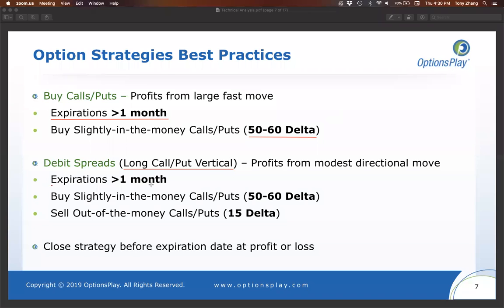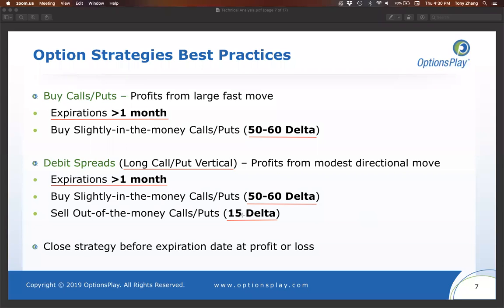And a rule of thumb here is the same. You want to buy an expiration that's at least 1 month out, and you're effectively doing the same thing. You're buying a slightly in the money call or a put, about a 50-60 delta call or a put. But because it's a defined move and you have a specific target price, you generally want to sell an out of the money call or a put against that, which will help offset the cost of buying that long call or put. It will improve your break-even price on the strategy, and it will even further decrease the time decay that you have on the overall strategy.